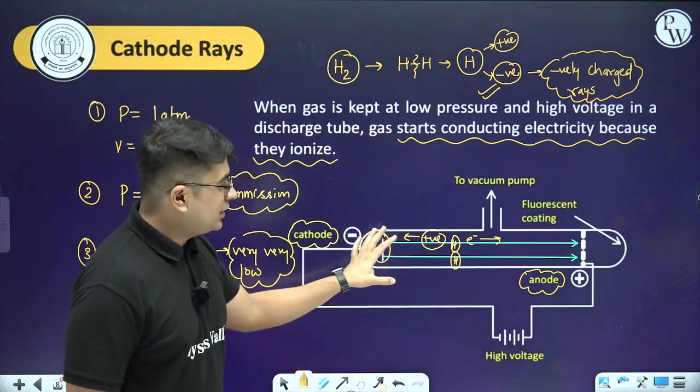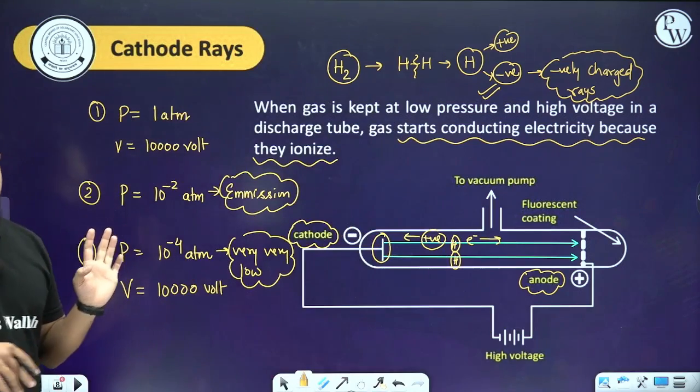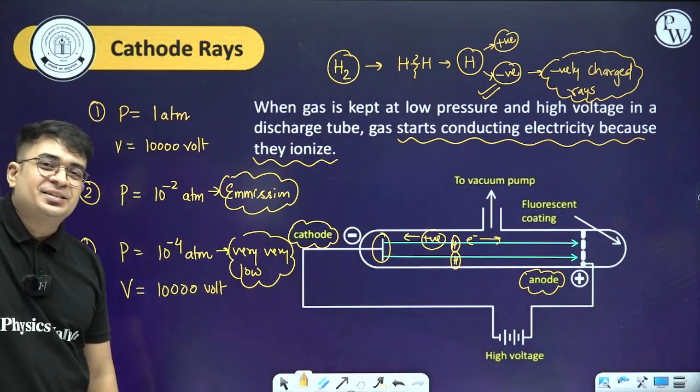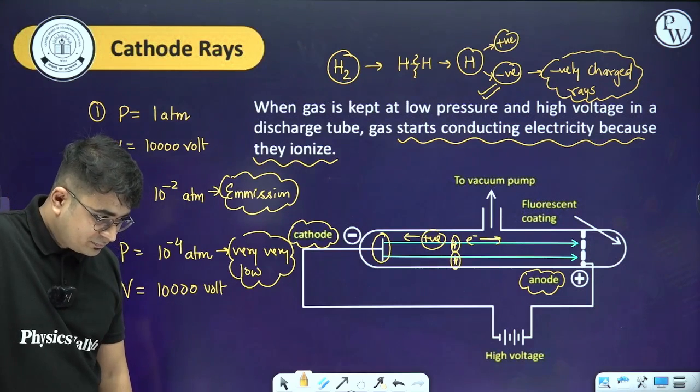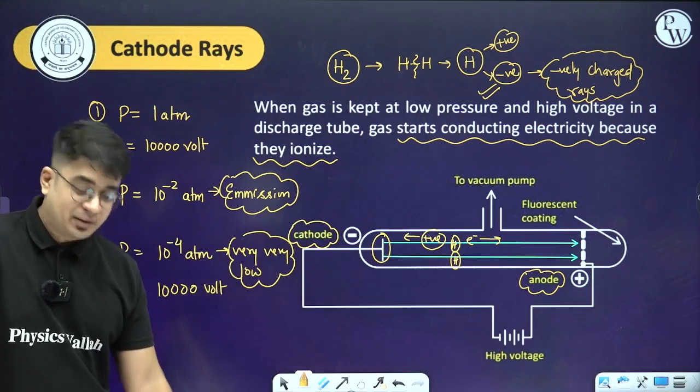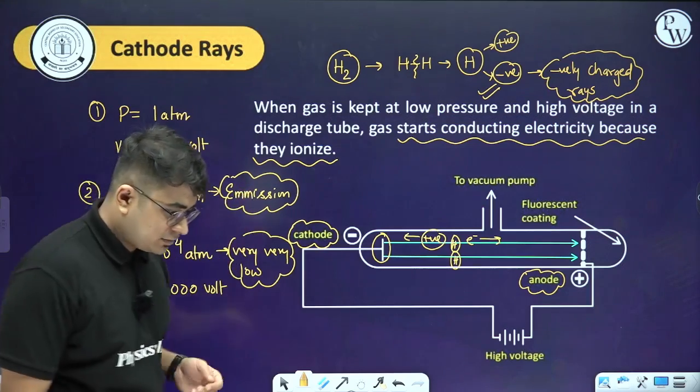Okay, so that's why these rays were named cathode rays. I hope the first part is clear to everyone. This is the simple experiment related to cathode rays, and it's a very useful experiment.